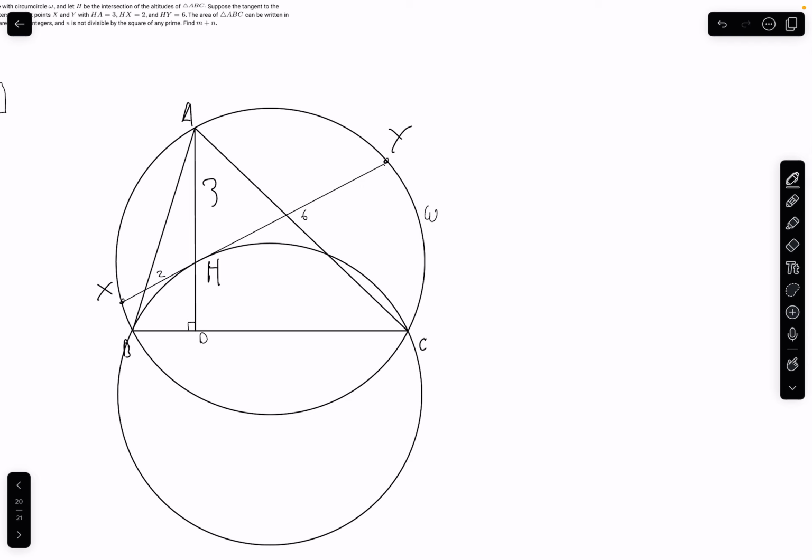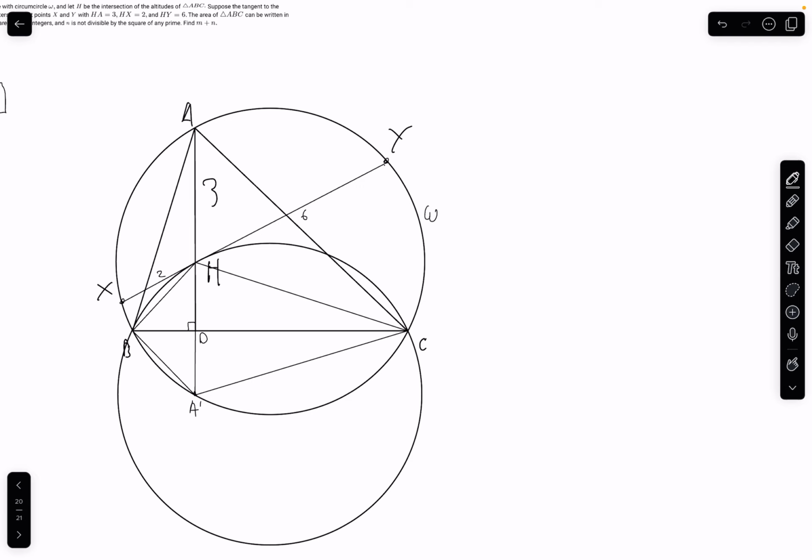The way we might think to do that is we draw out the line AD, and we extend it all the way until it reaches circumcircle omega again at point A prime, let's call it. So why do we do this now? Well, we do this because we know that triangle HBC is going to be congruent to BA prime C.